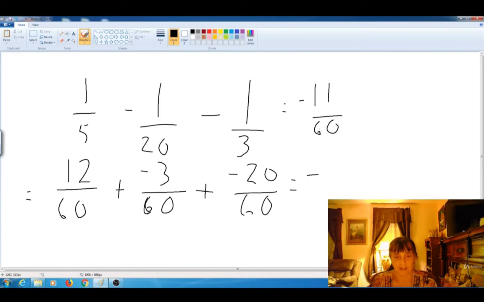Because when you add a positive to a negative, the answer takes the sign of the larger number. The largest number is negative, so your answer is negative 11. Because 12 minus 3 is 9, and let's say it's 9 degrees outside, and then it drops 20 degrees. If it's 9 degrees outside and drops 20 degrees, you're at negative 11.